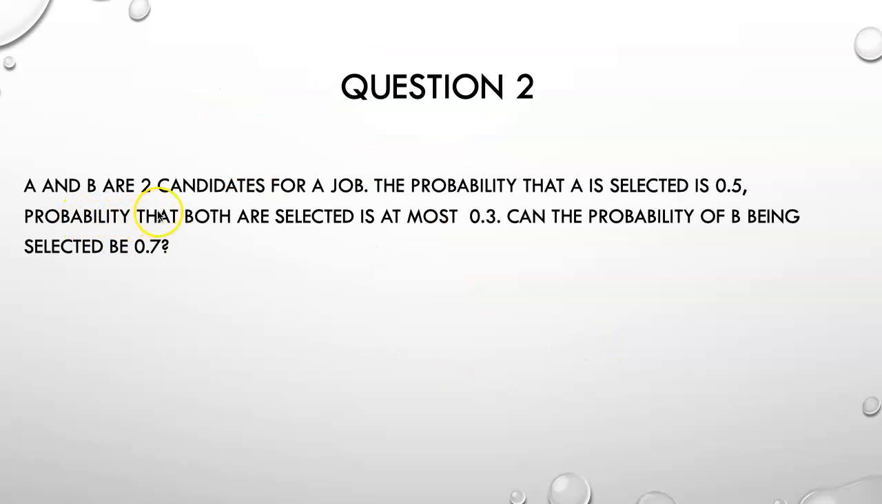Question 2. A and B are two candidates for a job. The probability that A is selected is 0.5. Probability that both are selected is at most 0.3. Can the probability of B being selected be 0.7?